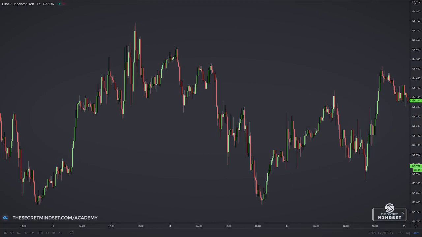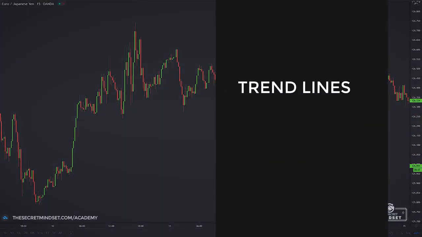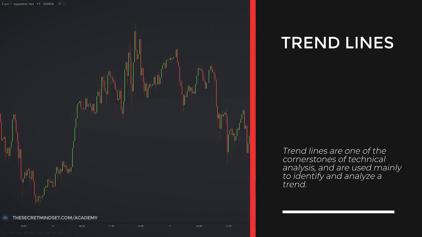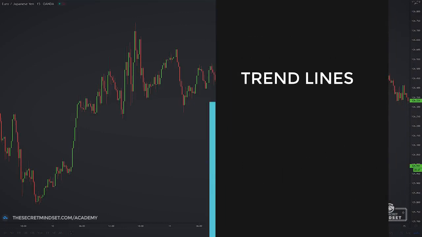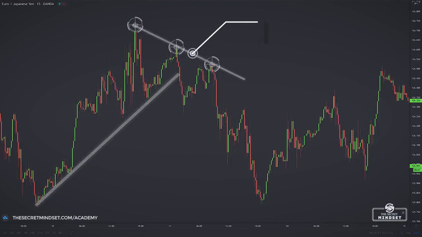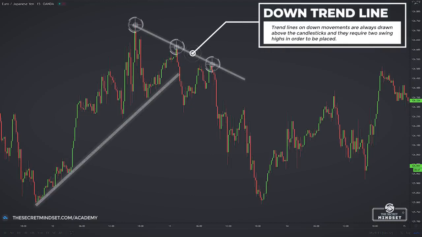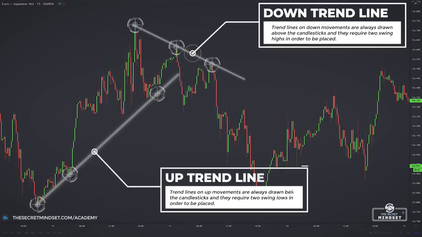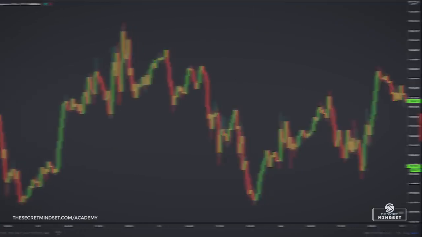One main way to trade pin bars is at levels of support and resistance found in the market, namely trend lines. Trend lines are one of the cornerstones of technical analysis and are used mainly to identify and analyze a trend. Trend lines on down movements are always drawn above the candlesticks and they require two swing highs in order to be placed. Trend lines on up movements are drawn below the candlesticks and they require two swing lows in order to be placed. For a trend line to be considered invalid or broken, the market must have managed to close above or below it with multiple candlesticks.